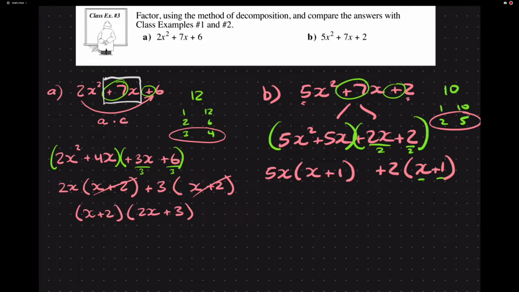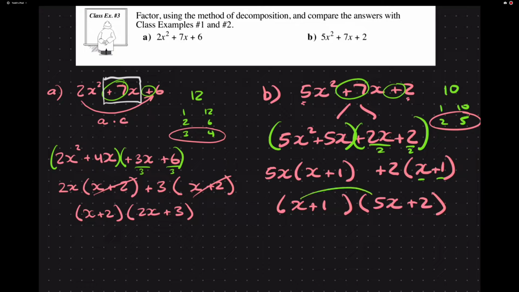So what are the two binomials that this trinomial that we started with will factor into? Well, x plus 1, and the second one will be 5x plus 2. Now again, how do I know I'm right? Well, I've said this in every video previous to this. We just need to use FOIL to expand this one out.